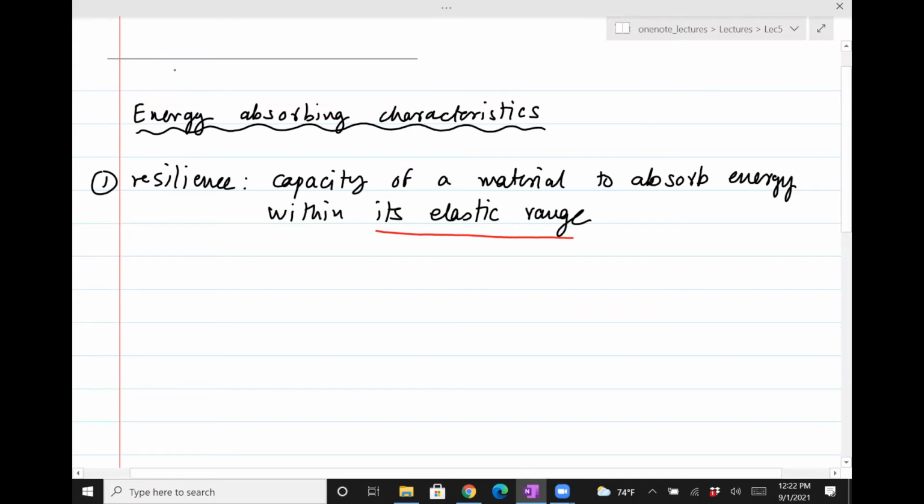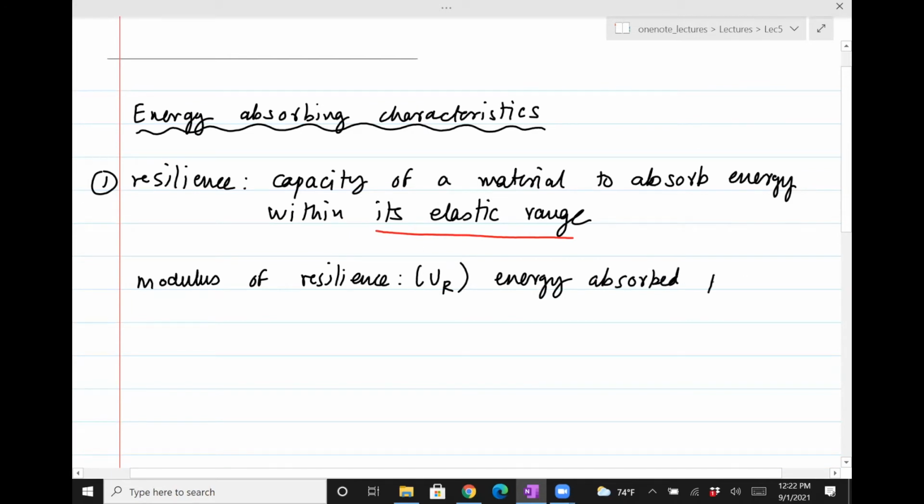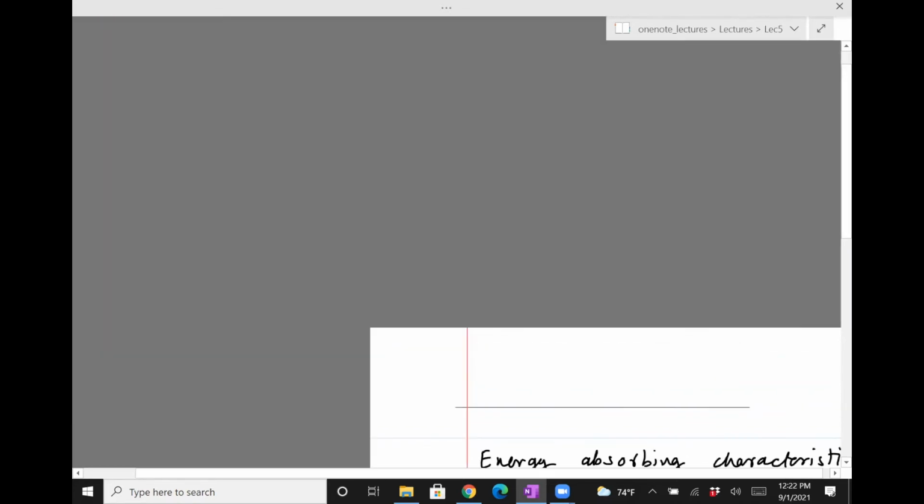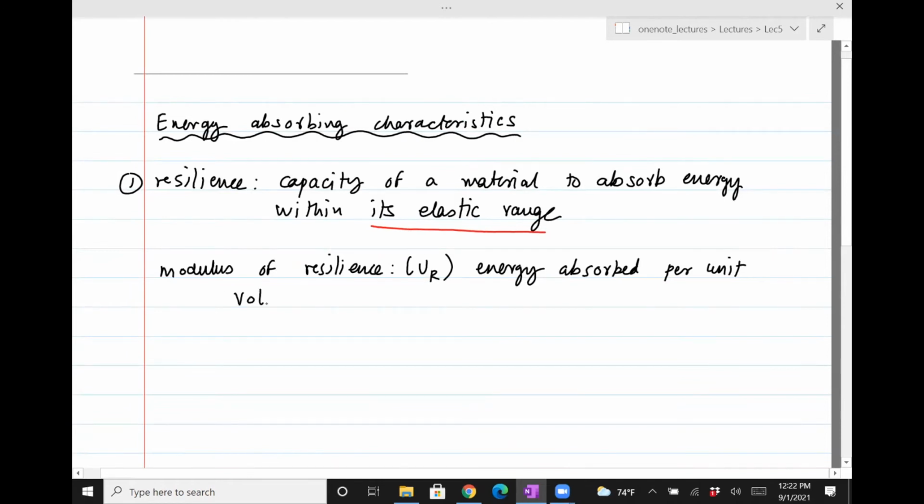And so we have what is known as a modulus of resilience, and we'll denote it by U underscore R. It's the energy absorbed per unit volume. It's within the elastic range.